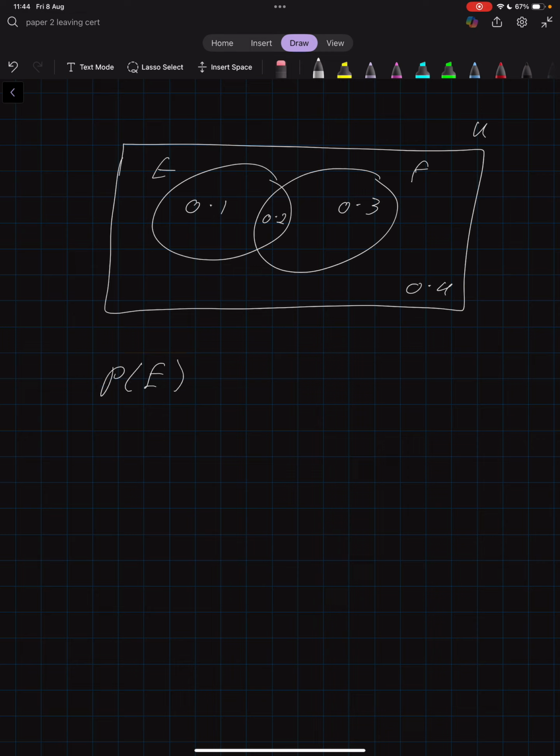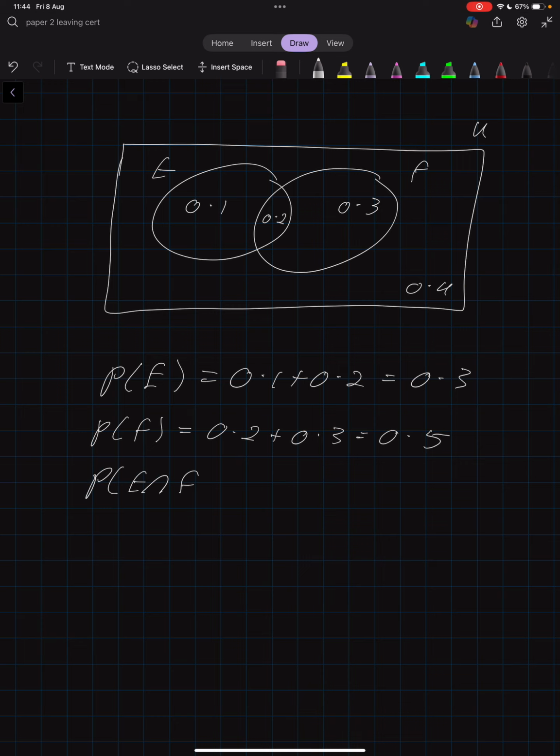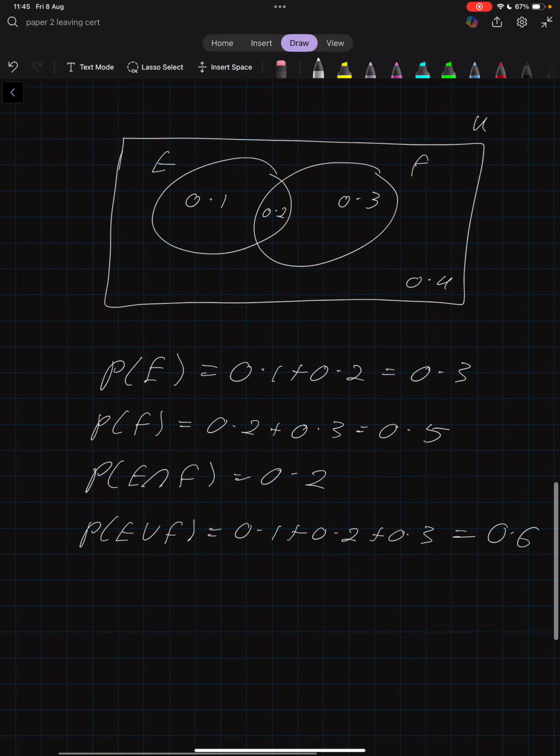Now it says, write down the probability of E. The probability of E is just 0.1 plus 0.2, which is 0.3. The probability of F is just 0.2 plus 0.3. The probability of E intersection F is just the thing in the middle, which is 0.2. The probability of E union F, that's going to be 0.1 plus 0.2 plus 0.3, which is equal to 0.6.